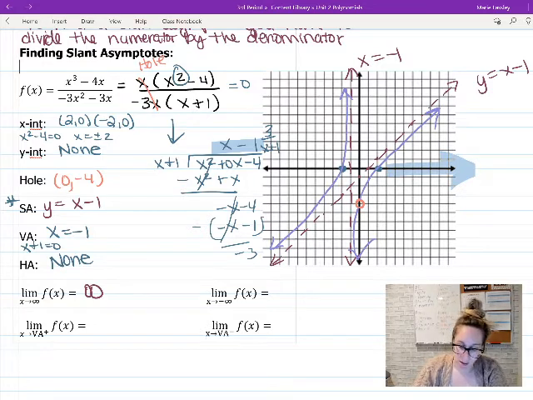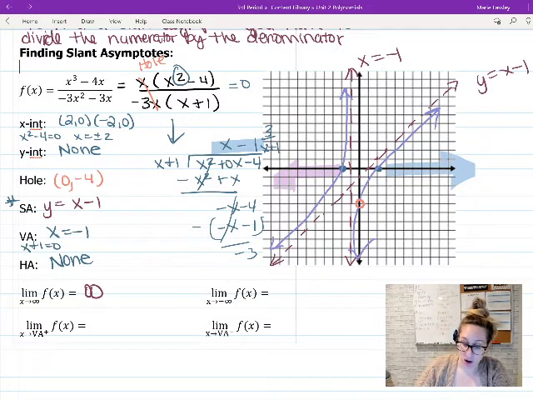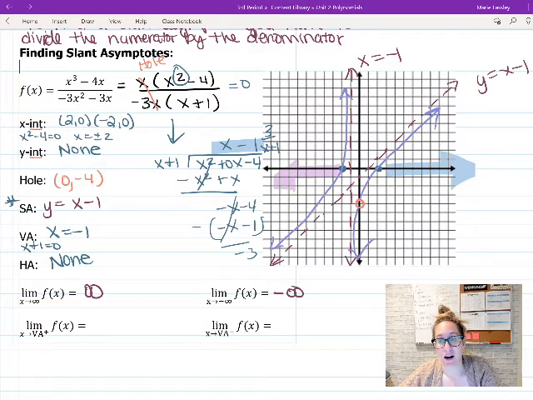All right, what about on the other side? So as x goes to negative infinity, as we move backwards on the x-axis, look what our graph is doing. It's again following that slant asymptote, but now it's going in the negative direction. It's following my asymptote down, so it's going to negative infinity. All right, next one we have as x approaches our vertical asymptote from both the positive and the negative direction.